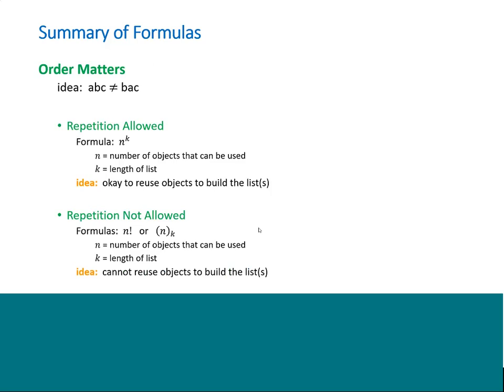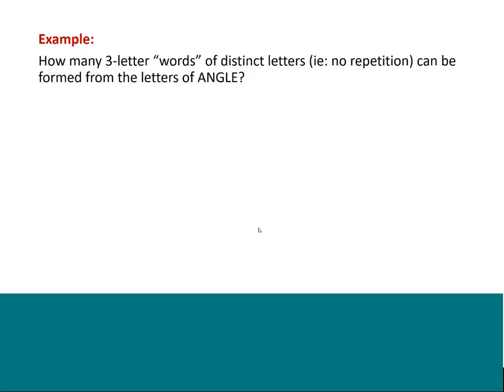So let us look at an example. Suppose you have this example right here, and it says, how many 3-letter words, and this word is the same thing we did last time, where a word is not a dictionary word, it's literally a string of characters. In other words, if it's gobbledygook, that's okay. We want 3-letter words of distinct letters, so you're not allowed to repeat letters, and those letters can be formed from the letters of the word angle.